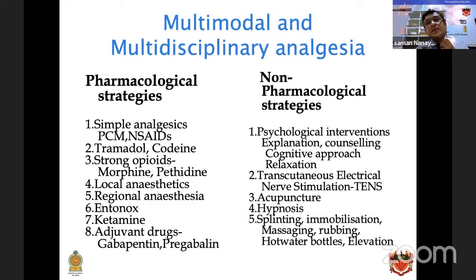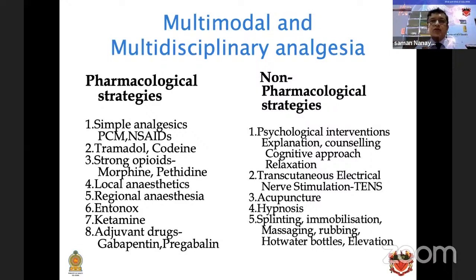So this will be the summary of the rest of my lecture. I'm not going to go into all the slides. There's no time. This half an hour is enough for us to look at the entire picture of multimodal management. So looking for a cause, and then you try to control pain with pharmacological strategies and non-pharmacological strategies.